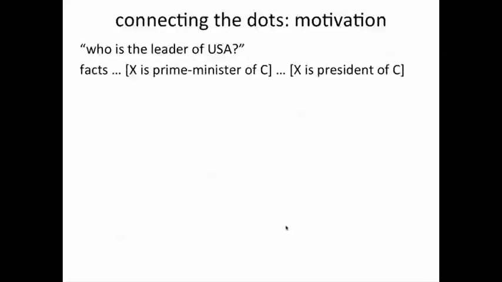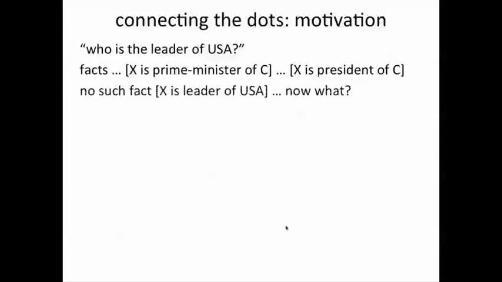The system might be aware of some facts, such as X is the prime minister of some country C, X is the president of another country C, and many such facts for different values of X and C. But there is no such fact that X is the leader of the USA. For example, we might have learned many such facts by looking at text and extracting them from textual documents, something that we'll come to towards the end of this week.